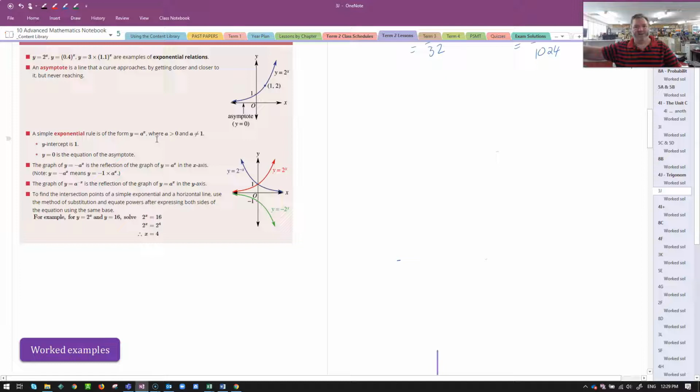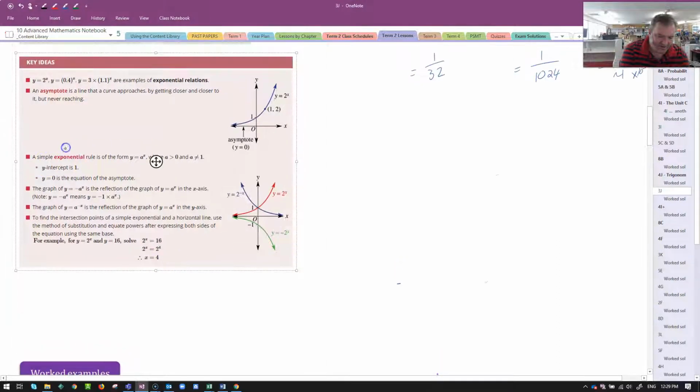Oh yeah, flat line at y equals 1. Not very exciting. The y-intercept is always 1. Why is that? Well, where are we when we've got a y-intercept? When we have a y-intercept, x equals 0. What's my index law for a to the power of 0?